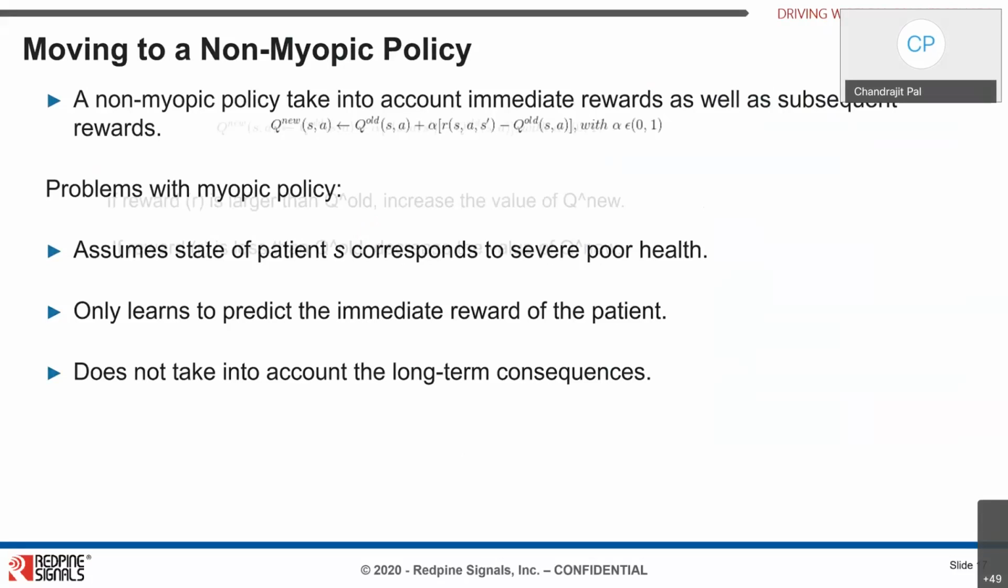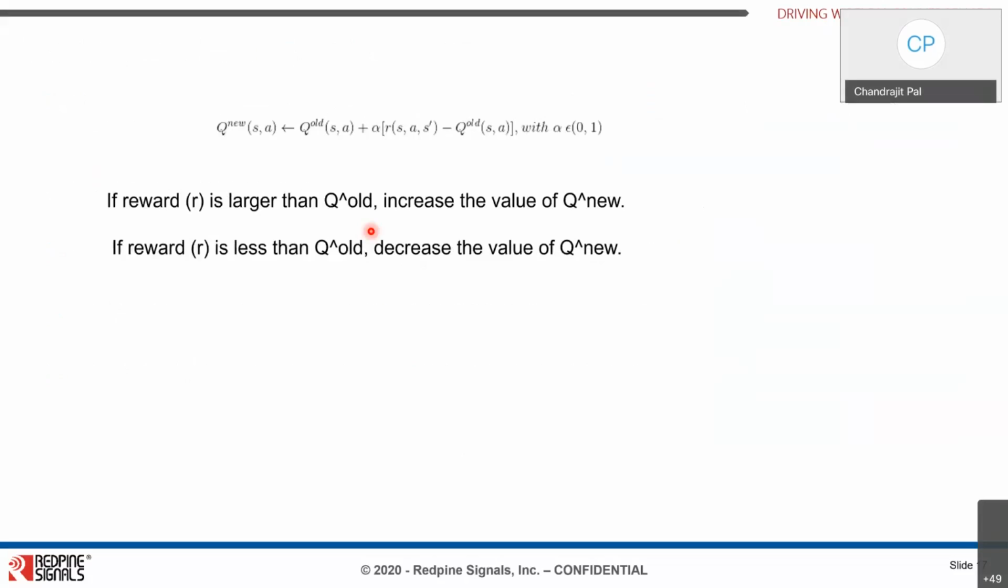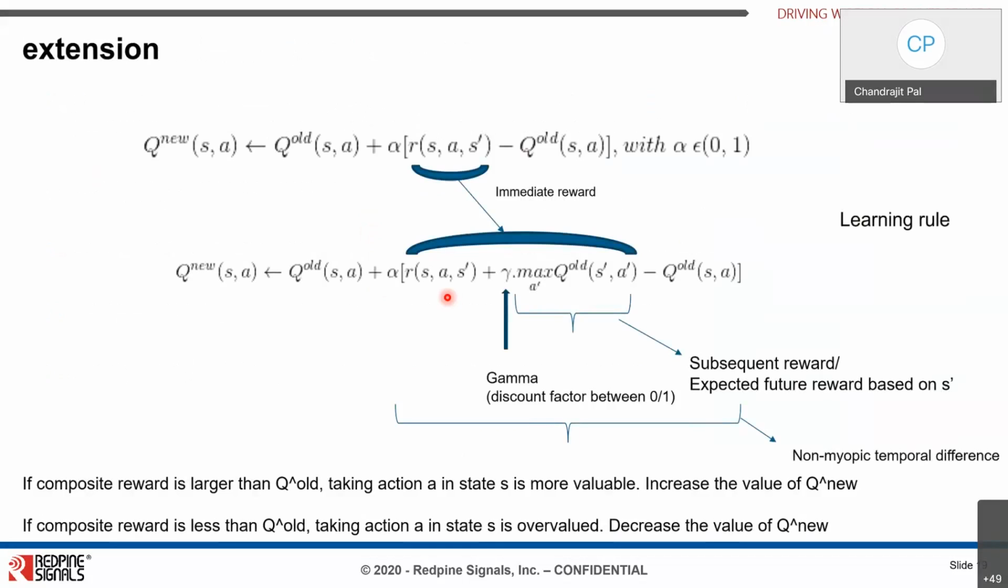So that equation is governed by this particular term, where there is an extension to the previous equation. The previous equation was Q new equals Q old plus alpha, where alpha is the learning rate, times the immediate reward and the Q old value, as we explained. It was a myopic policy, and moving to a non-myopic one, the equation changed to Q new equals Q old plus alpha times the same reward plus one additional factor, that is gamma, the discount factor. We try to maximize the subsequent rewards. This Q old was the same, we just extended the reward factor by adding an additional term here.